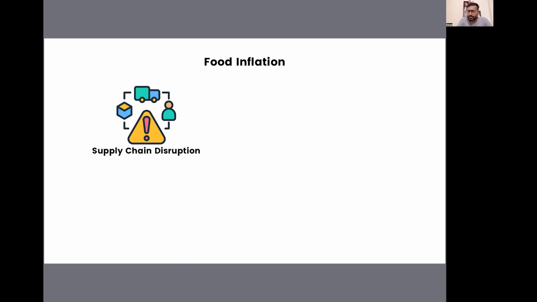Okay, now food, or particularly agriculture, is very seasonal in nature, and the majority of the production happens during the Kharif season and particularly during the monsoon. And therefore, it is very important to have a very robust supply chain, which we have not been able to maintain. And therefore, this has led to spikes in food inflation during particular months of the year.